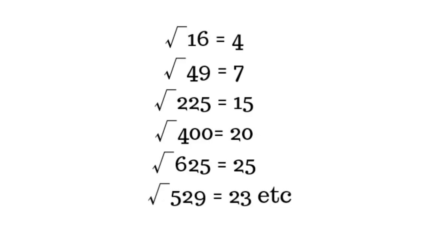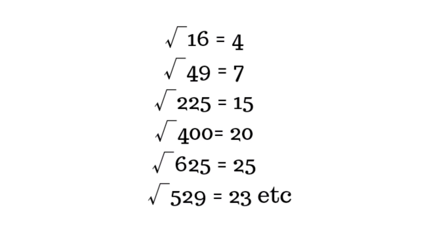So square root of 16 is 4. Square root of 49 is 7. Square root of 225 is 15. Square root of 400 is 20. Square root of 625 is 25. Square root of 529 is 23.